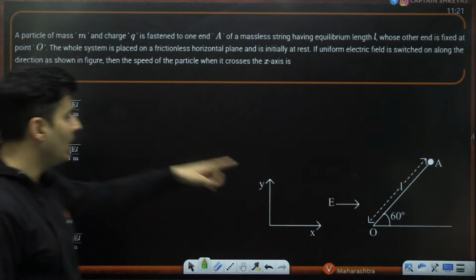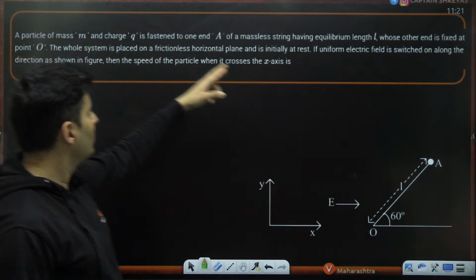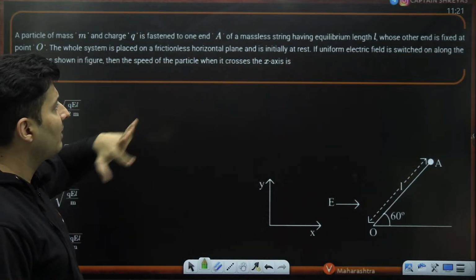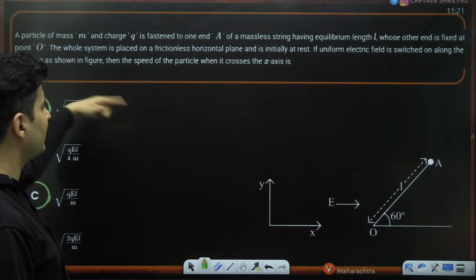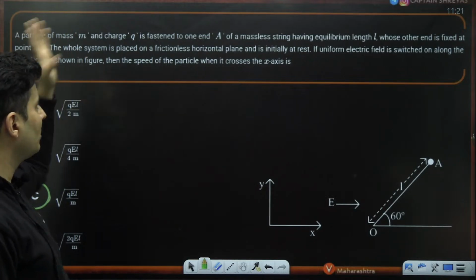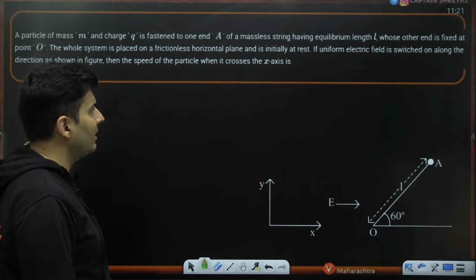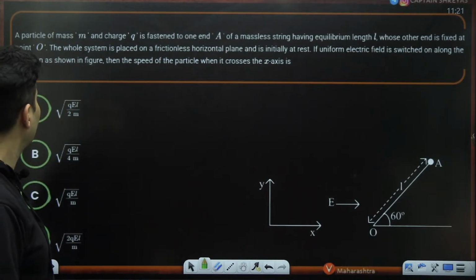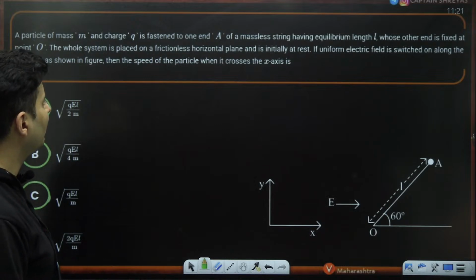A particle of certain mass and charge q is fastened to a massless string having equilibrium length L, whose other end is fixed at point O. The whole system is placed on a frictionless horizontal plane and is initially at rest. If a field is switched on along the direction as shown in the figure, right side, then find the speed of the particle when it crosses the x-axis.